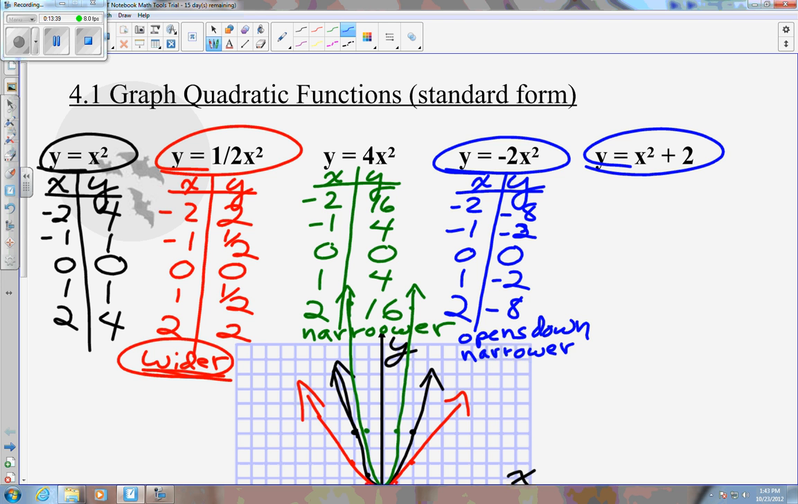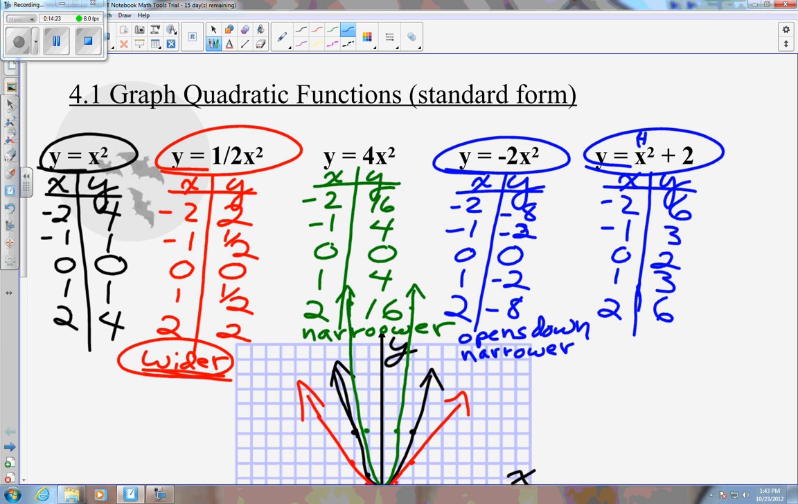Okay. y equals x squared plus 2. I've got x and y, same points. Okay. So what's negative 2 squared? 4. 4 plus 2 is 6. Negative 1 squared is 1 plus 2 is 3. 0 squared plus 2 is 2. 1 squared plus 2 is 3. And 2 squared plus 2 is 6.